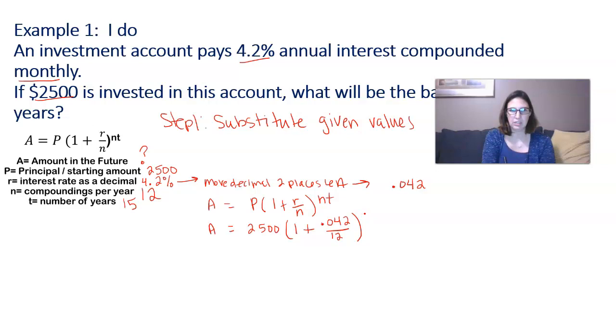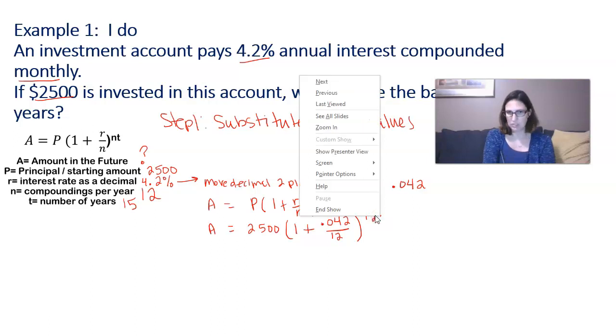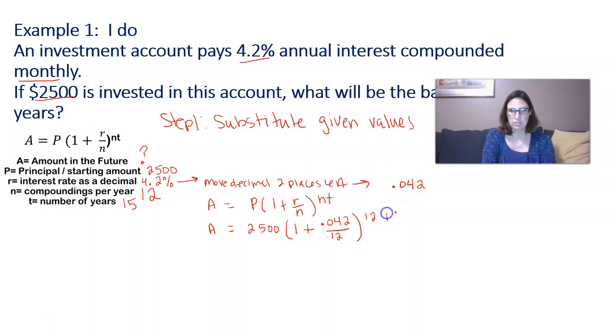So our n, once again, is 12. And our number of years that it's going to do this is 15. So it's 12 times 15. And so we did step 1. That part's done. Now we're going to go ahead and do step 2, which is just to calculate.